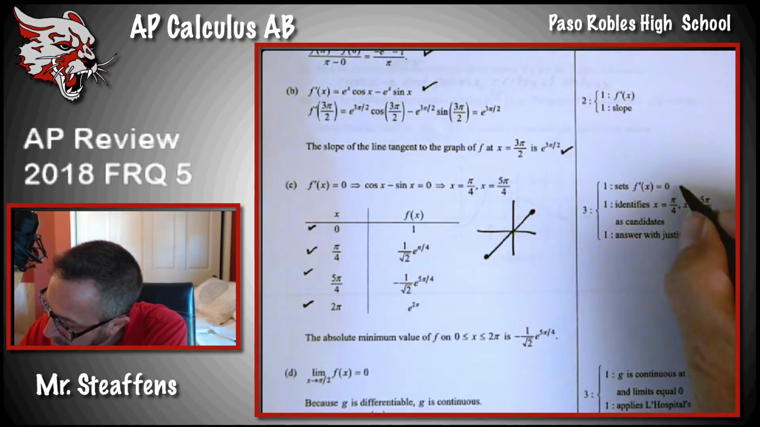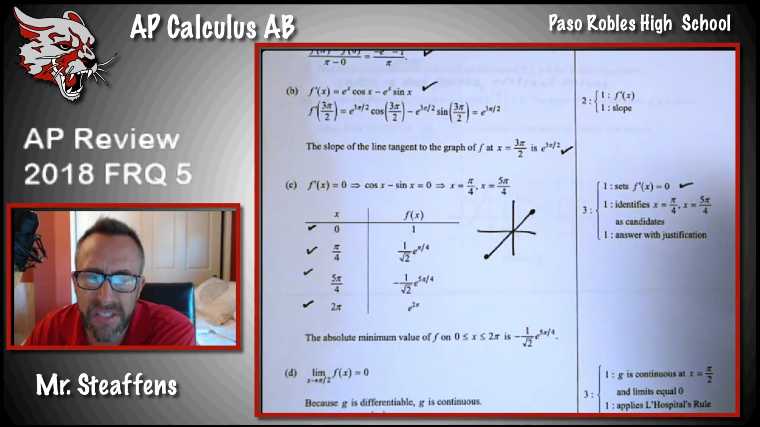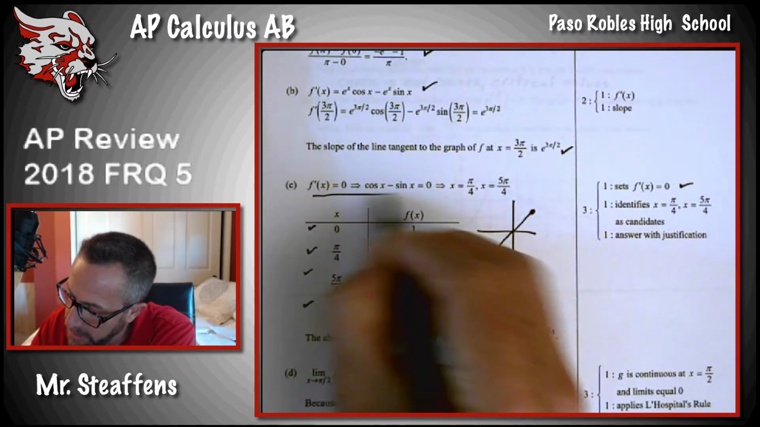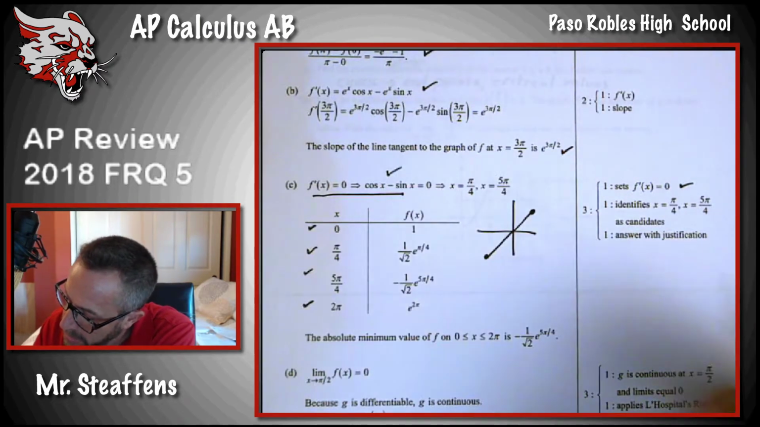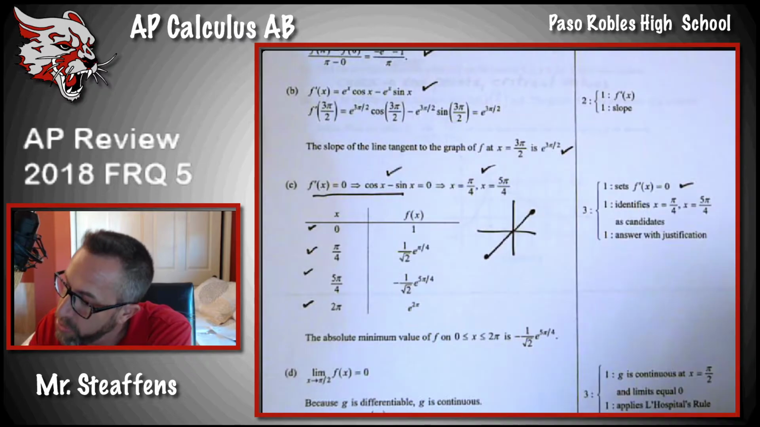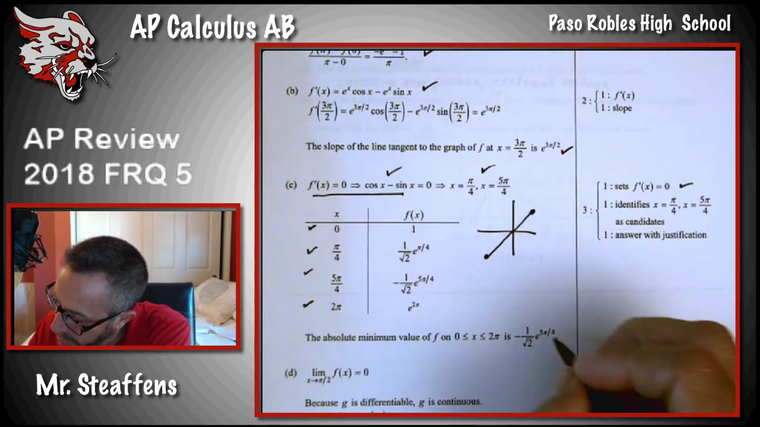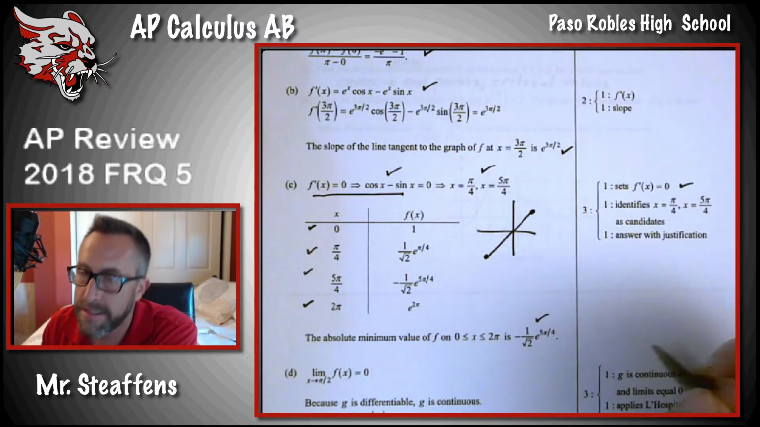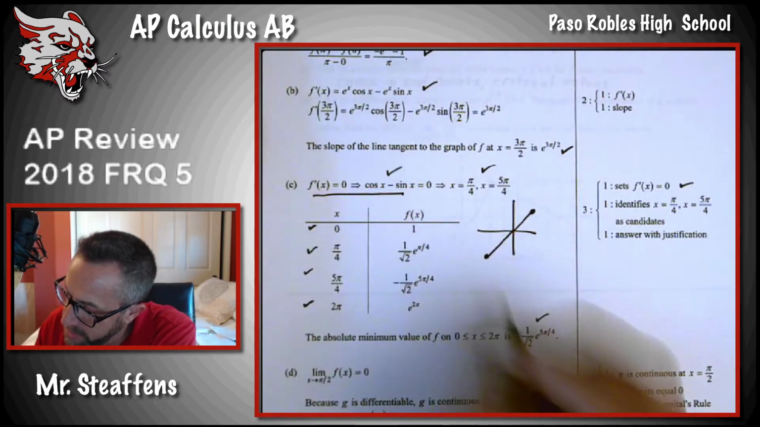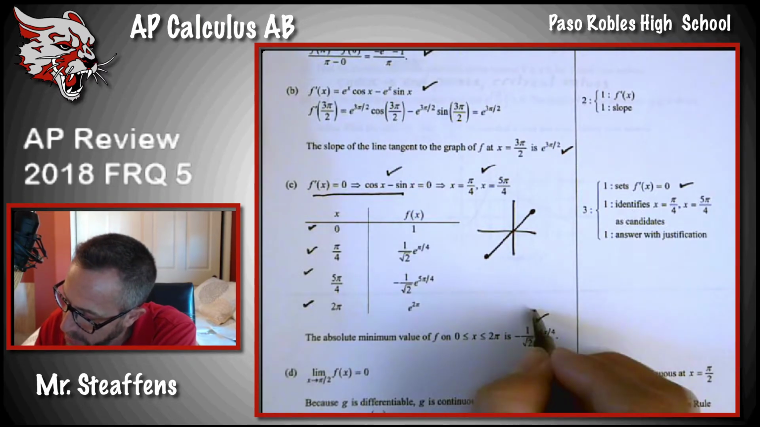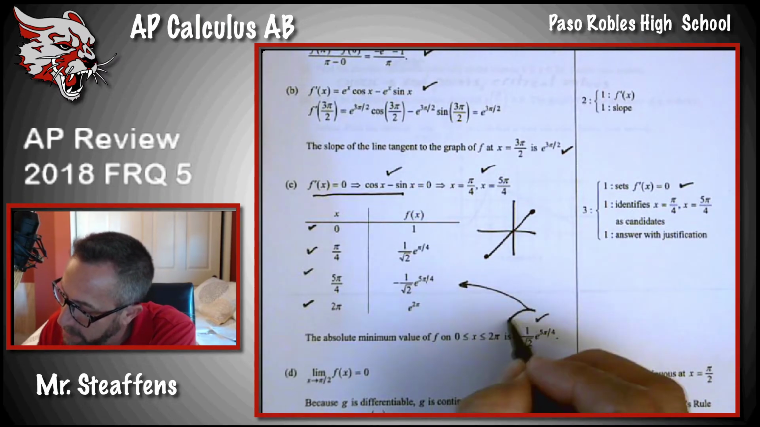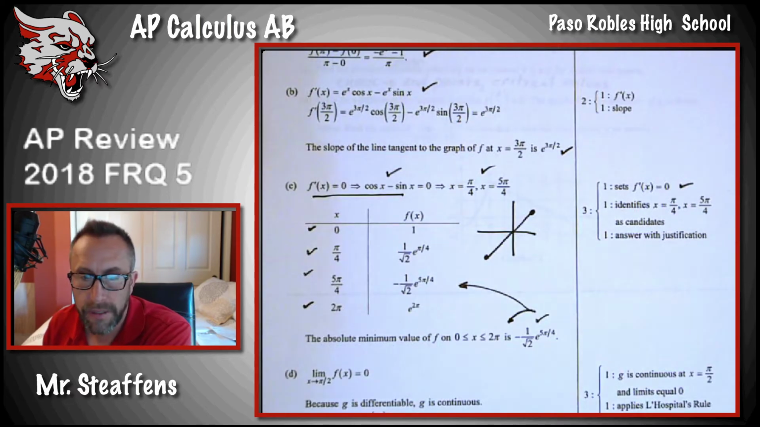So one, did you set the derivative equal to 0? Did you do this statement right here? So that was worth 1 point. Did you identify the two critical points as possible candidates for the answer? And then did you actually get the answer and have all of the justification here? So this is part that and part that also. So you get a point for that too.